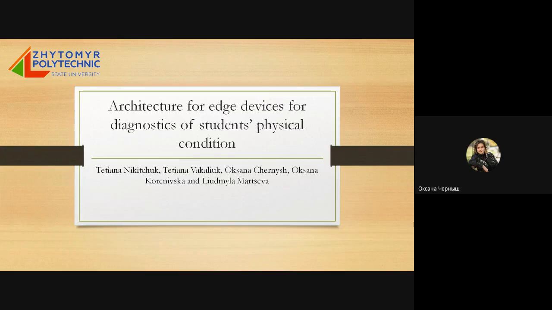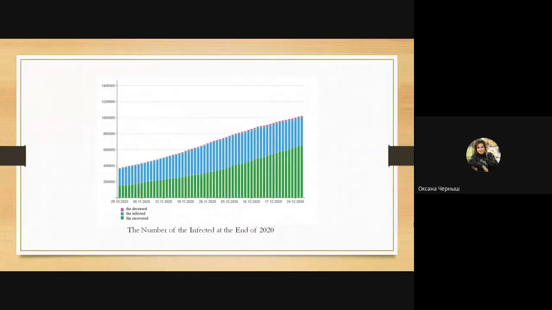Good afternoon, dear participants. Let me present you the main results of the study on the topic Architecture for Edge Devices for Diagnostics of Students' Physical Condition, written by Tetiana M. Nikitchuk, Tetiana Vakaliuk, Oksana Chernysh, Oksana Korenivska, and Liudmyla Martseva. 2020 is the year of the COVID-19 pandemic, which forced people to change their attitude to health.